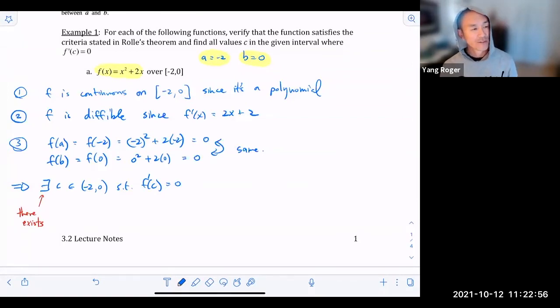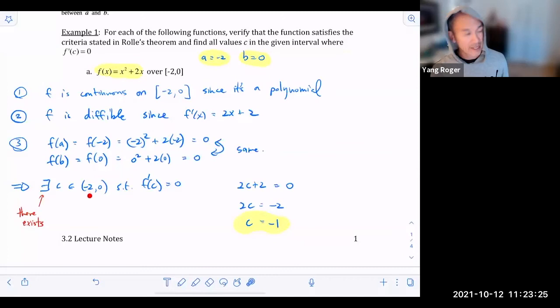So how do I find those values of c? What I'm going to do is take my derivative, which was 2x plus 2. I'm going to replace the x with a c, set that equal to 0, and solve for c. So this gives me 2c is equal to -2, which gives me c is equal to -1. And a quick check shows you that -1 is inside this interval from -2 to 0. This c is what we were looking for.